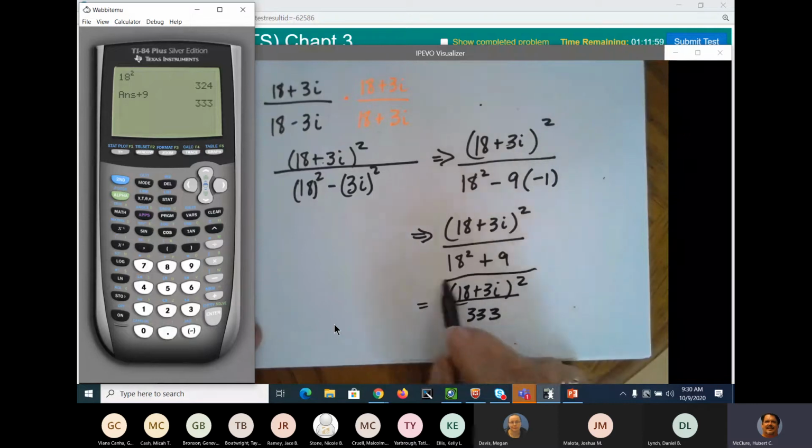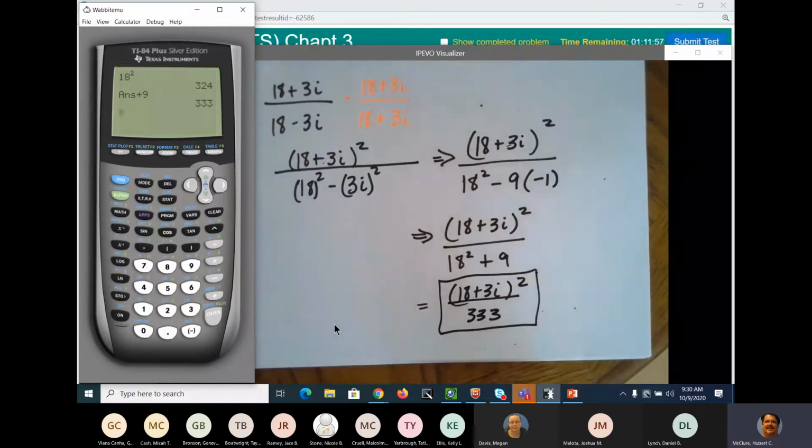So that's going to be 18 squared plus 9. I got 333 on the bottom. So that's going to be something over 333. 18 plus 3i quantity squared. Now, you could do the top as a trinomial, which would be 324 plus 108i plus a minus 9.